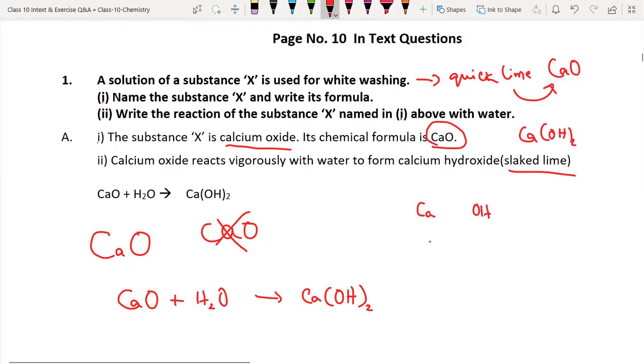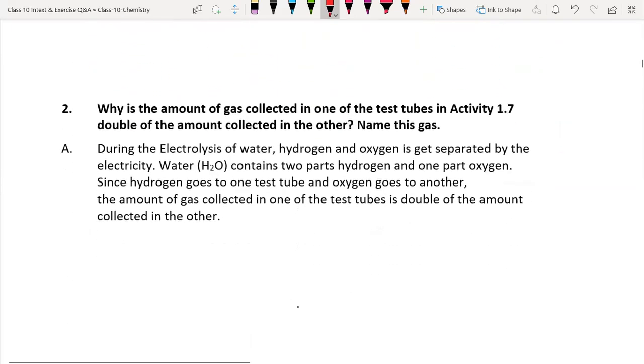Calcium hydroxide. If you see atomic number of calcium, argon, potassium, calcium 20. 20 is near to 18. Valence is 2. Hydroxide valence is 1. 1 goes to calcium, 2 goes to hydroxide. So Ca1, 2 is applicable for O and H. So that only you are placing OH taken twice like this. No need to represent this one. So it will become Ca(OH)2.